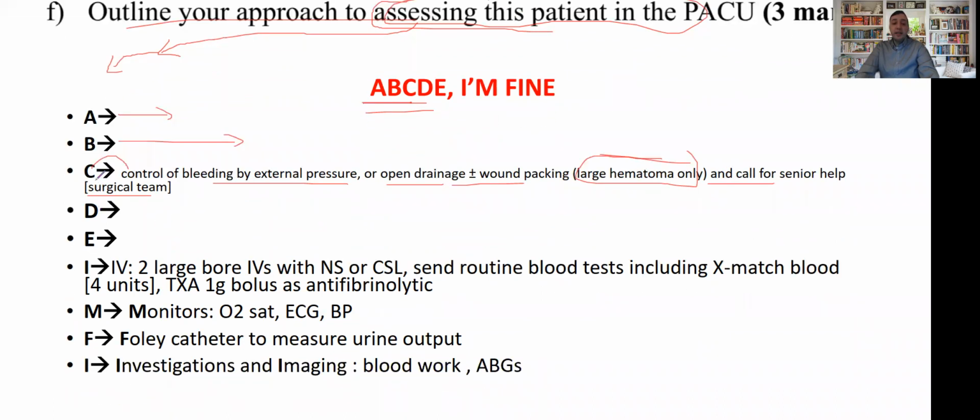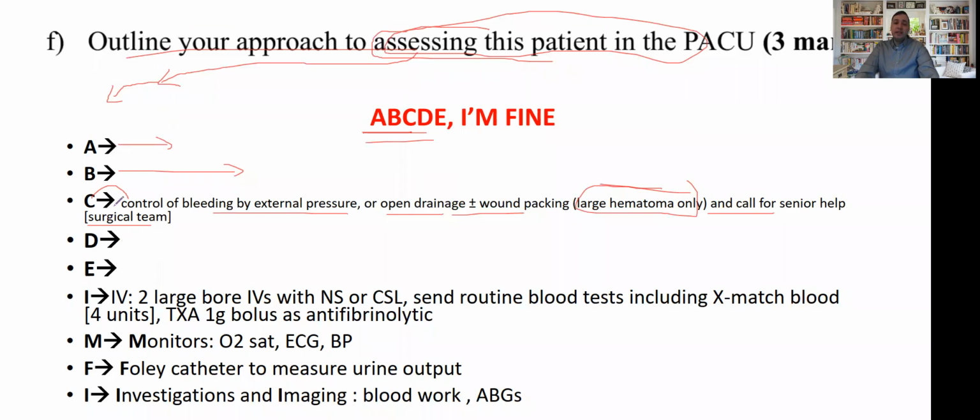In C as well, you have to put in 2 large bore IVs and start resuscitation fluid, normal saline or compound sodium lactate, Hartmann's solution. You have to send routine blood tests, including cross-match, 4 units of blood, and you can give the patient an antifibrinolytic agent, which is tranexamic acid 1 gram. All of these are in C, circulation.